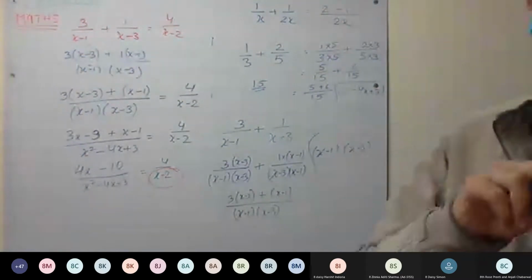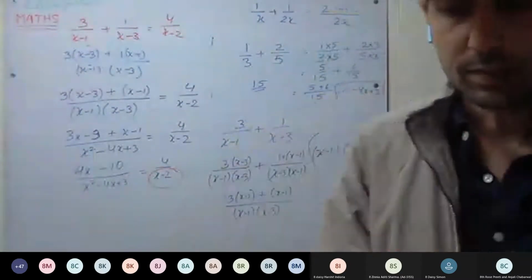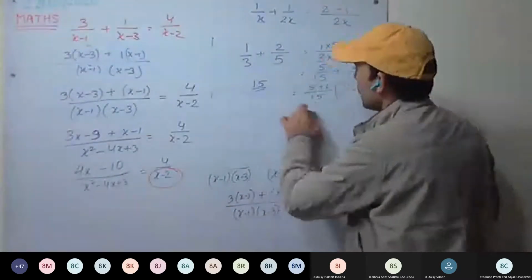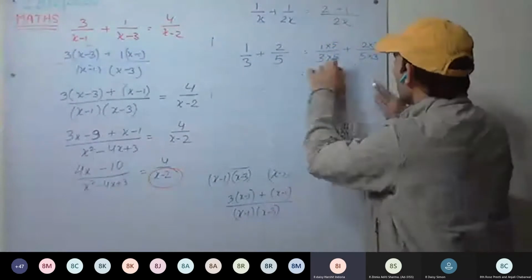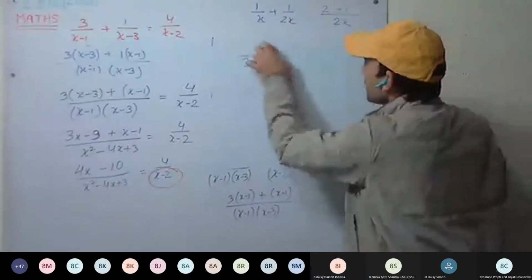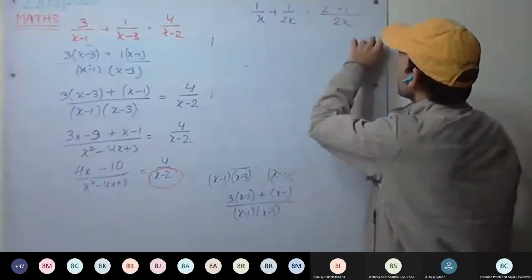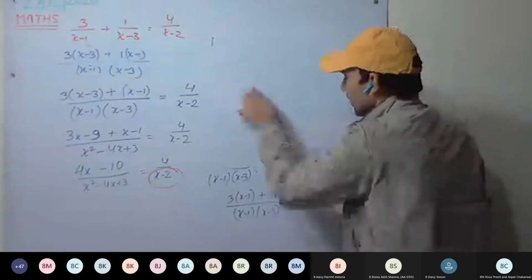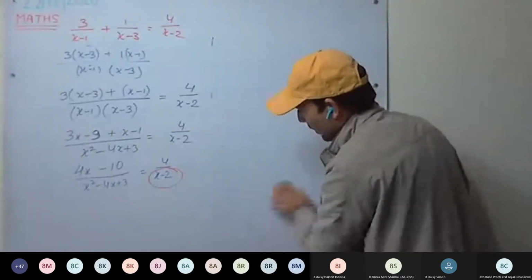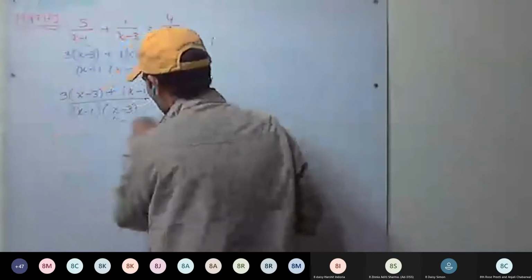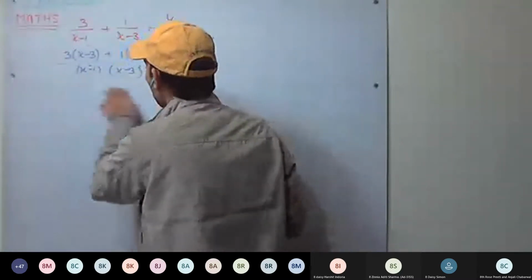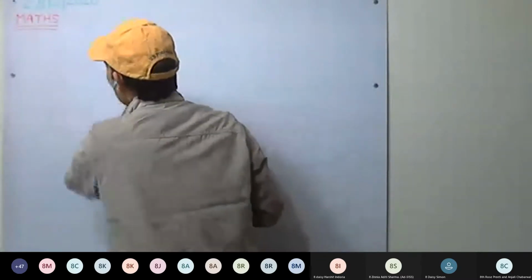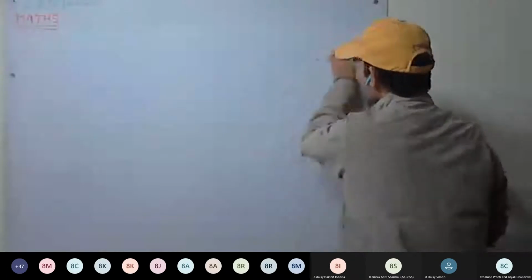Yes, sir. Okay, solve the second one. Everyone solve the second one. If you have solved, you can solve further. You will get most of the doubts cleared in the second question. Solve it yourself. If you understand these, it will be a very easy exercise, a very easy chapter.